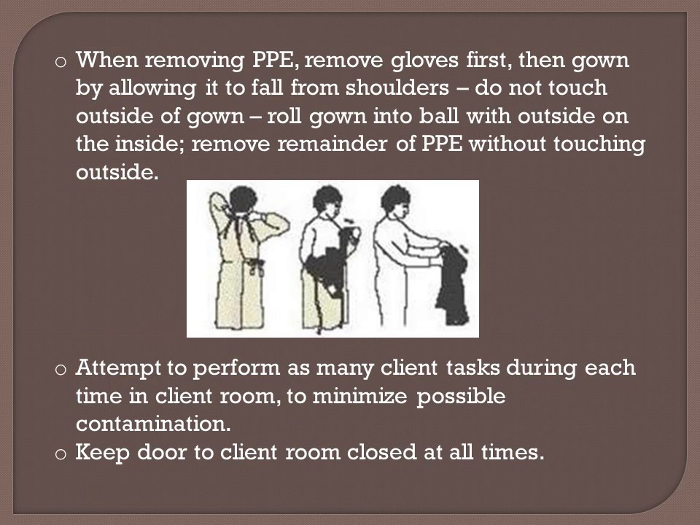To take it off, the gloves will come off first. The gown will be allowed to fall from the shoulders. Do not touch the outside of the gown with your bare hands. The gown should then be rolled up into a ball with the outside on the inside. Then you take off the remainder of the PPE without touching the outside.